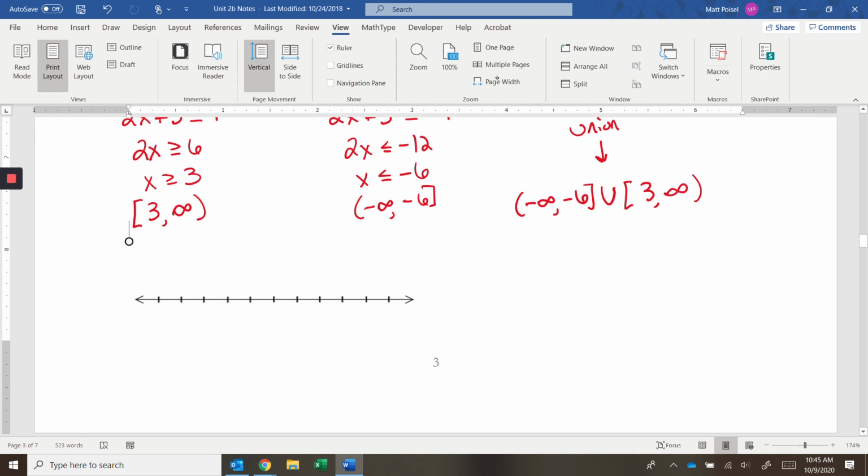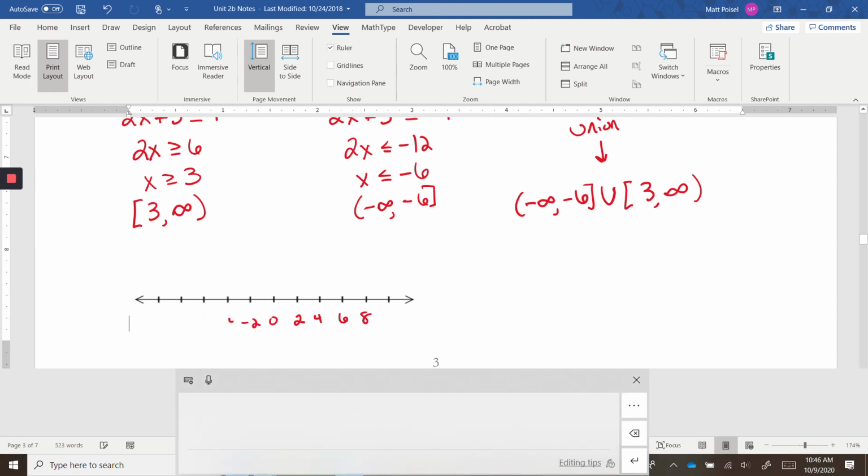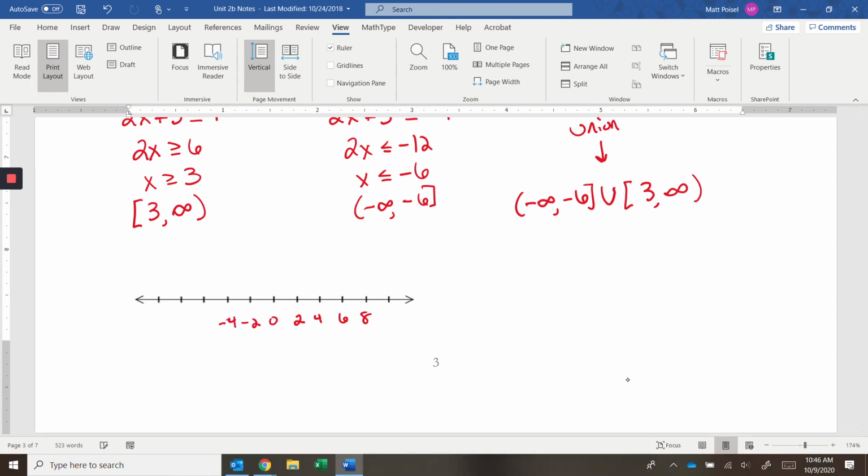So this tells us that x can fall either from negative infinity to negative 6, or it can go from 3 to infinity. I'm going to have to count by 2s just because this one is a little small. And then let's see, I've got a closed circle at 3 going to the right, getting greater thans, and I've got a closed circle at negative 6 going to the left, getting less thans.